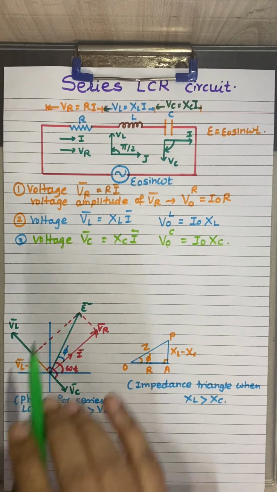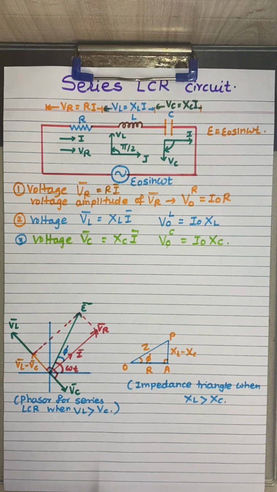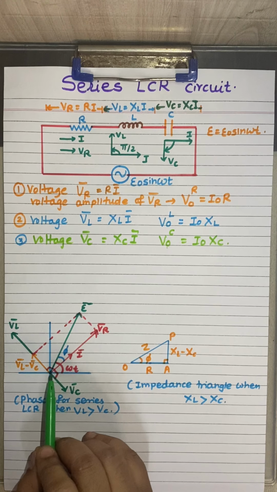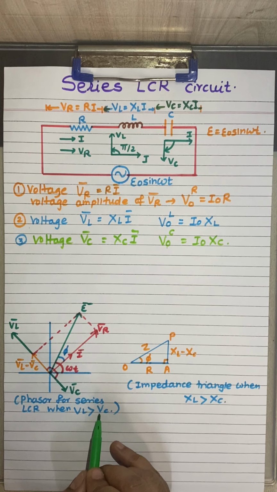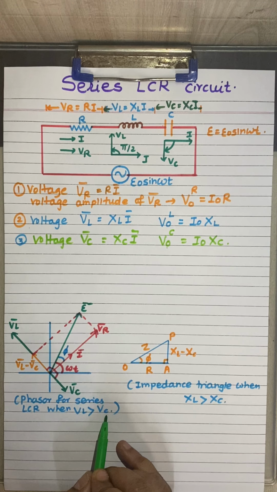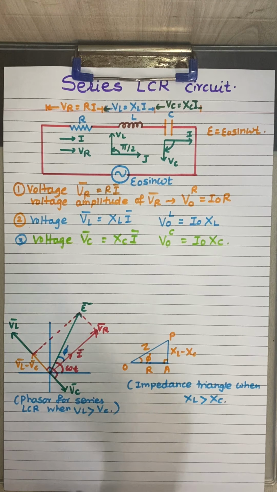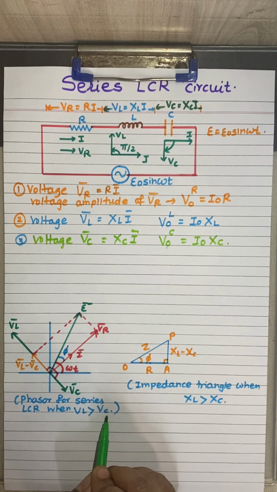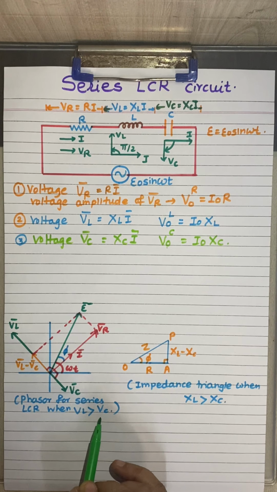In this phasor diagram, all three components' phasor diagrams are combined in one particular diagram. You can see that in this circuit we have considered that the voltage across the inductor is greater than the voltage across the capacitor. So it is more of an inductive circuit than a capacitive circuit. When we have a more inductive circuit, then VL is always greater than VC. If we are considering a capacitive circuit, then the voltage across the capacitor must be greater than the voltage across the inductor. But for this particular expression, we are considering VL greater than VC.